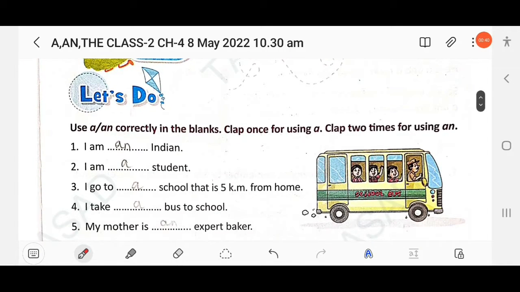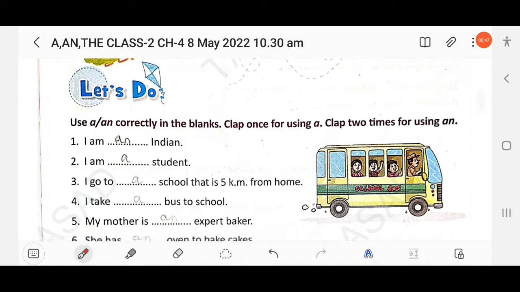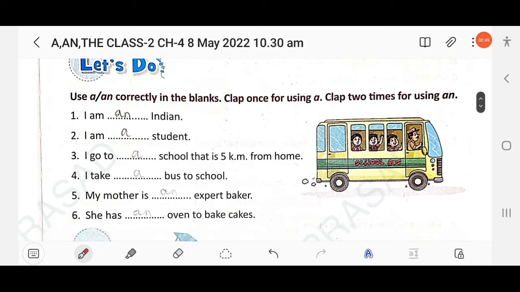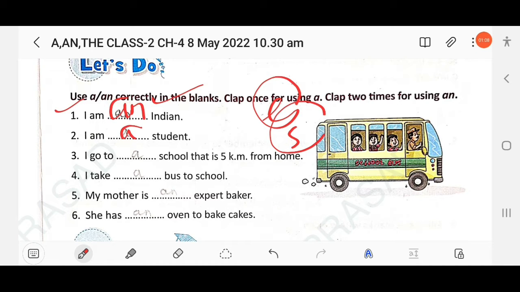Use a or an correctly in the blanks. Clap once for using a, clap two times for using an. Here: I am dash Indian. You have to use an according to the pronunciation. I am an Indian, e. So here you have to use an. The next: I am dash student. Here the pronunciation is a consonant, student, s. So you have to use a.